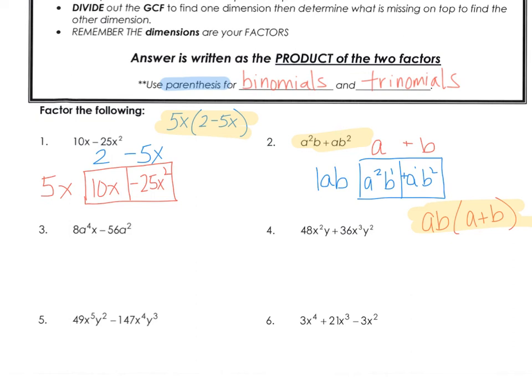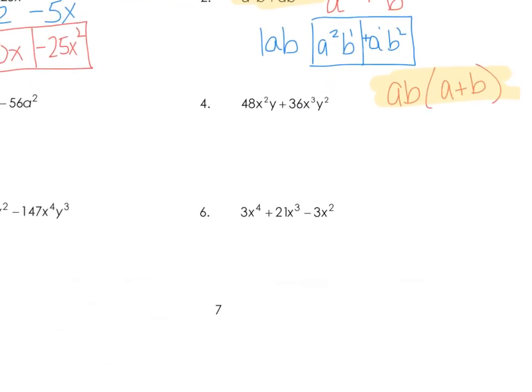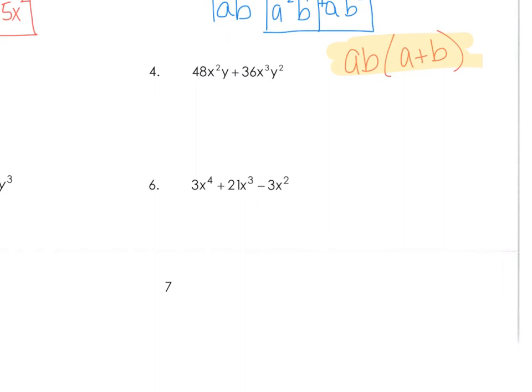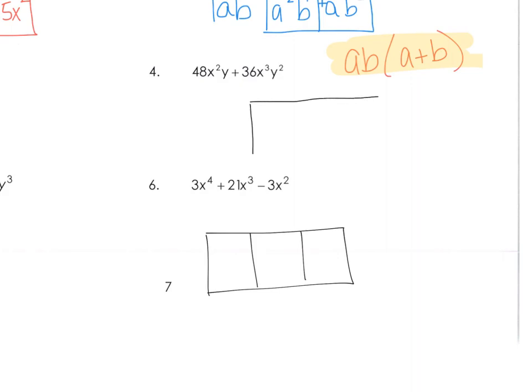I think I'm going to do one more and then you guys are going to do the rest. The other one that I will do will be number 4, and then you guys will do 3, 5, and 6. 6, just to give you a heads up, is going to have 3 pieces. But I'm going back up to 4. I can already tell these are a little bit bigger, so I'm making my box a little bit bigger.